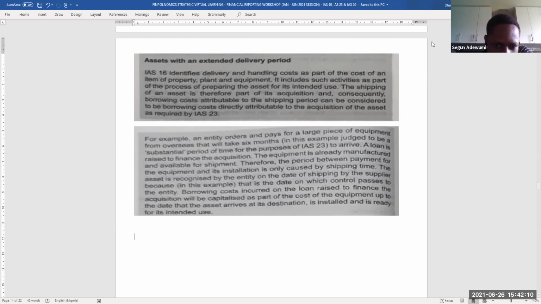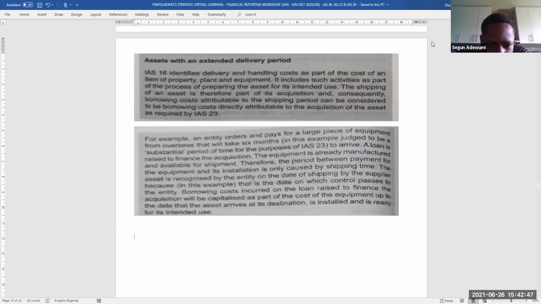For example, an entity orders and pays for a large piece of equipment from overseas that will take 6 months to arrive. In this example, that is judged to be a substantial period of time for the purpose of IAS 23. A loan is raised to finance the acquisition. The equipment is already manufactured and available for shipment. Therefore, the period between payments for the equipment and its installation is only caused by shipping time.